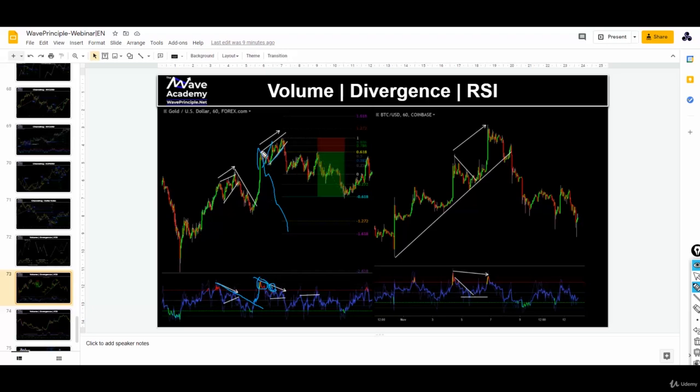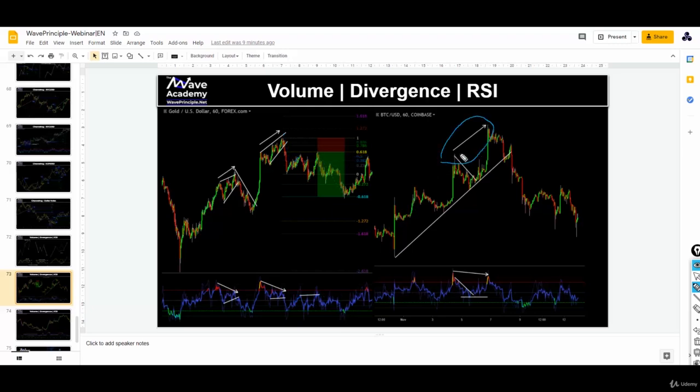But this is an ending diagonal, so I expect three movements up: 1, 2, 3, 4, 5. Three higher highs with three lower lows. That's my ending diagonal. It goes down, then it returns to a certain Fibonacci level, but also here you can notice the place where the price bounces two times before going down.